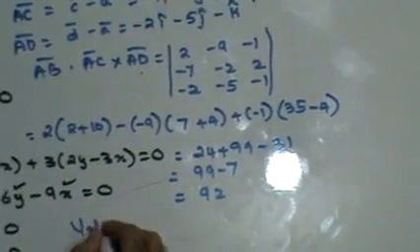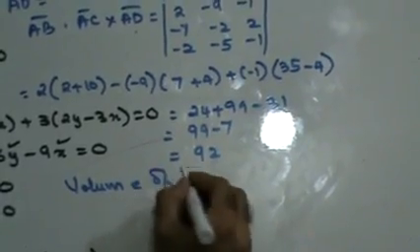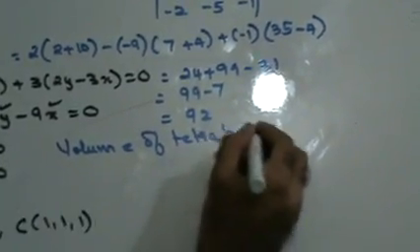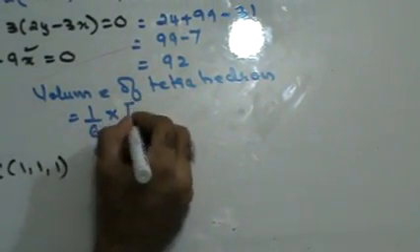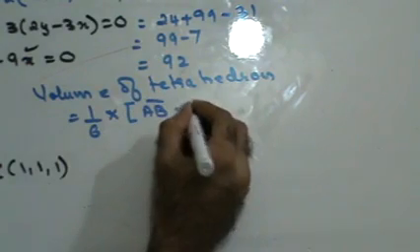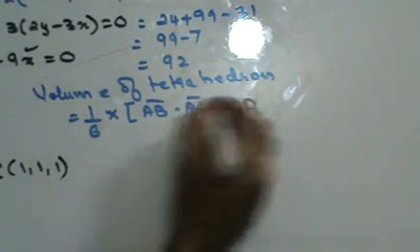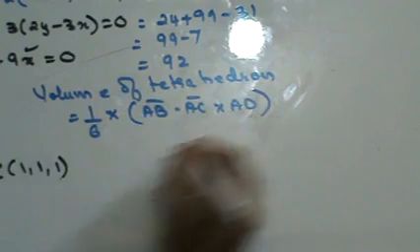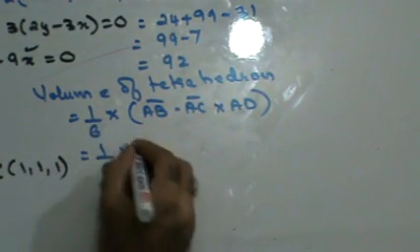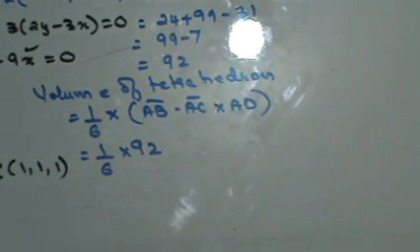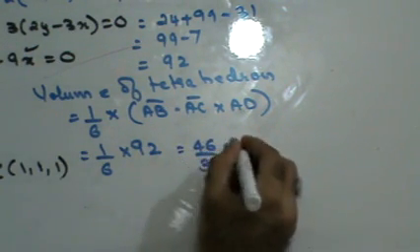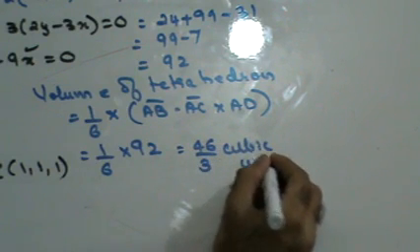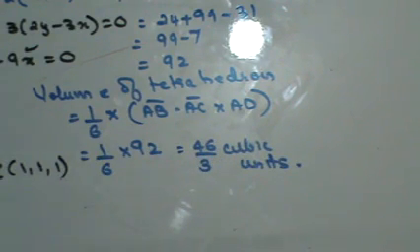Now the volume of tetrahedron. Volume of tetrahedron is given as 1/6 scalar triple product of vectors. So AB dot AC cross AD, right? 1/6 of 92, right? 1/6 of 92 is nothing but 46 upon 3 cubic units, right? Next, let's see another sum, guys.